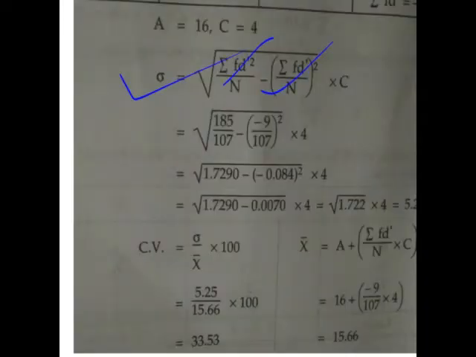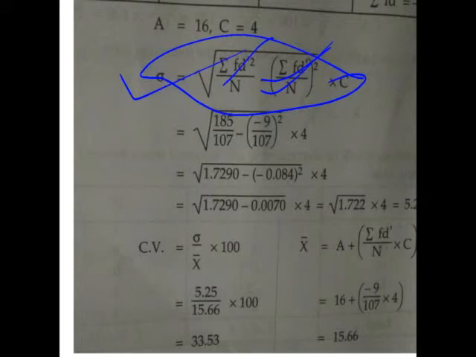If only the single values are present, the 2, 3, 4 अशा जर values असतील, that is the formula you have to use. But if there is a presence of values along with the frequency, or the observations along with the frequency, then what you have to do? You have to use this formula. The sigma is equal to square root of sigma f d dash square divided by n minus bracket sigma f d dash divided by n square into c.